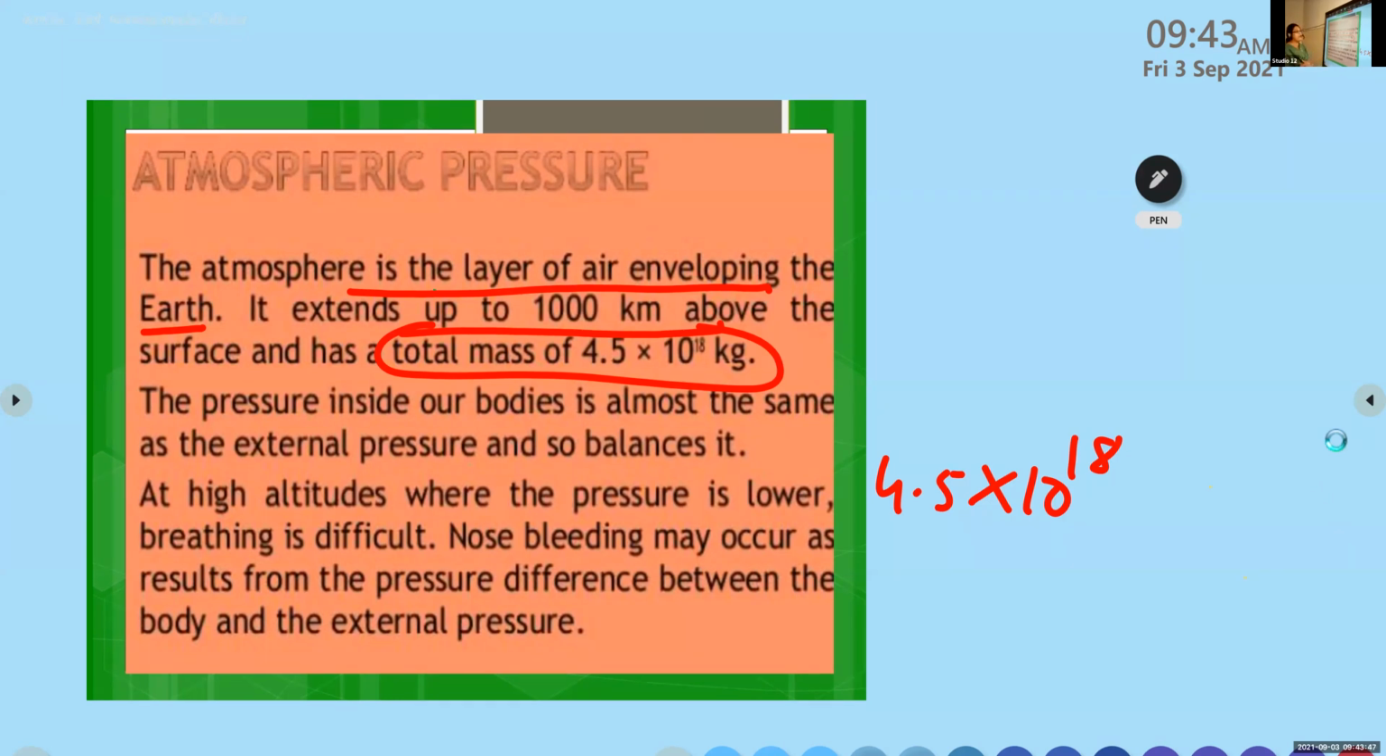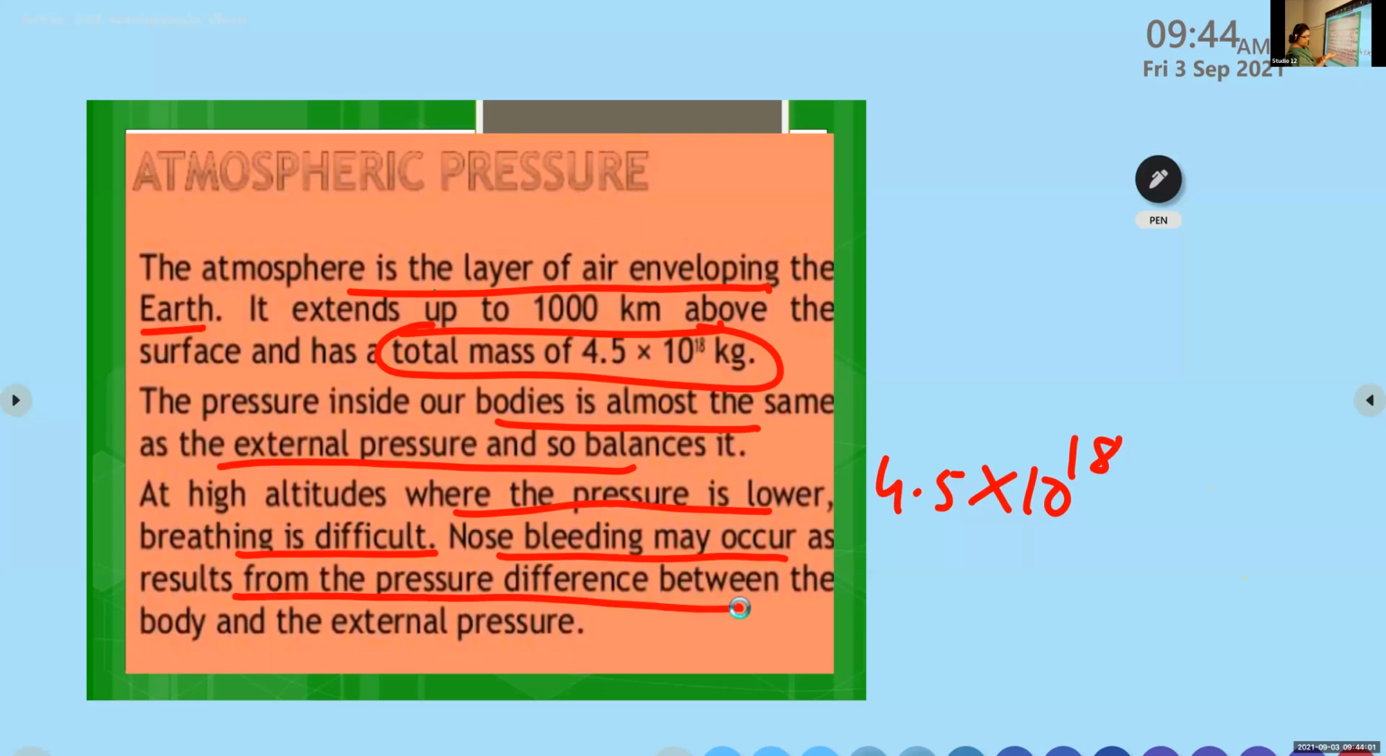The pressure inside our body is almost the same as the external pressure, and it is balanced. I already discussed this with you. At high altitudes where the pressure is lower, breathing is difficult. Nose bleeding may occur as a result of the pressure difference between the body and the external pressure. This is what I discussed in the case of a mountaineer. In normal life, it's very important that our blood pressure and the air pressure exerted on us are equal. But when you go to higher altitudes, air pressure decreases. Now, what is the value of the pressure which is acting on our human body?